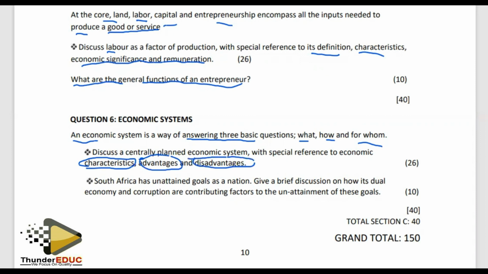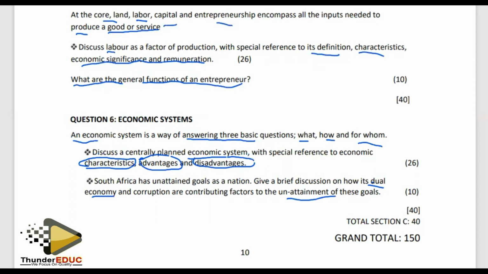That's the main part. And the additional part says South Africa has unattained goals as a nation. Give a brief discussion on how it is a dual economy and corruption. Why do we say it's a dual economy? And then corruption is a contributing factor to the non-attainment of goals.